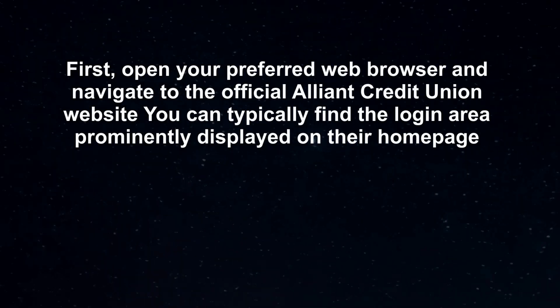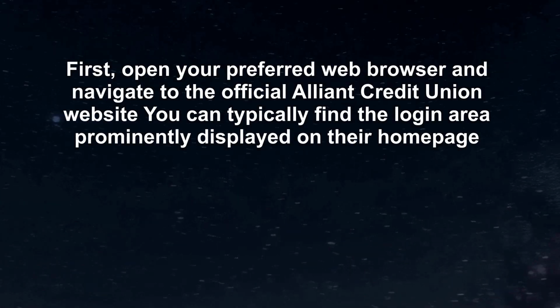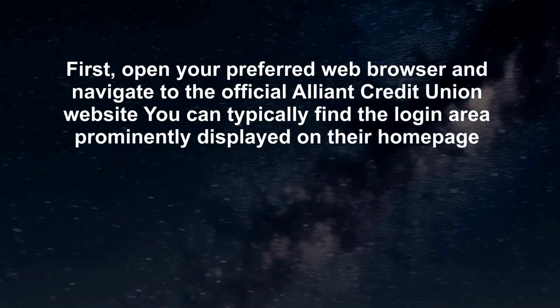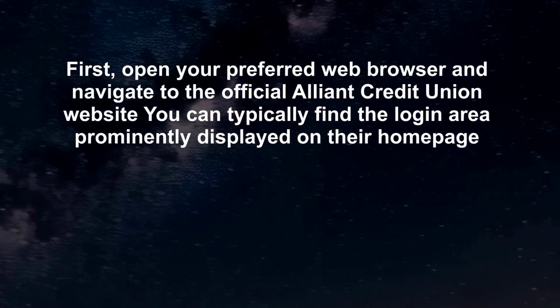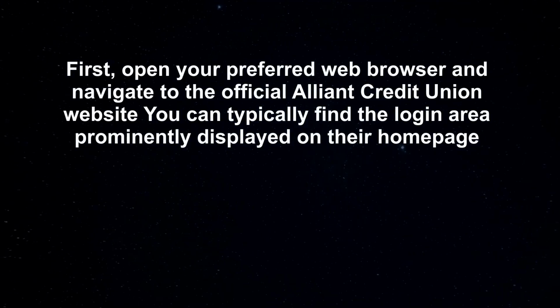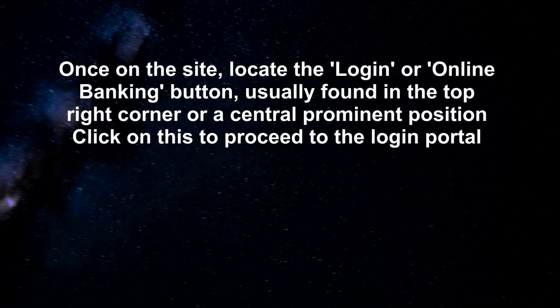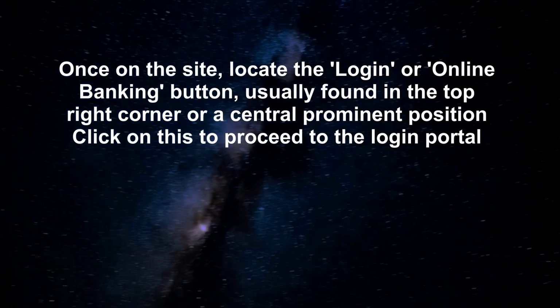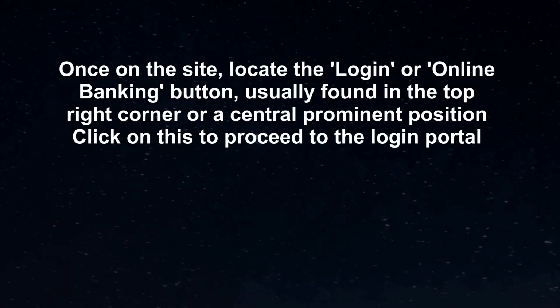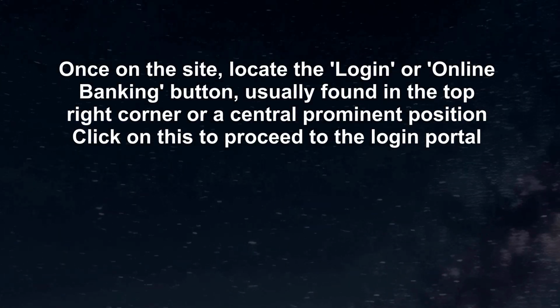First, open your preferred web browser and navigate to the official Alliant Credit Union website. You can typically find the login area prominently displayed on their homepage. Once on the site, locate the login or online banking button, usually found in the top right corner or a central prominent position. Click on this to proceed to the login portal.